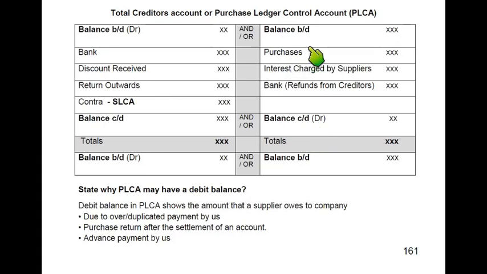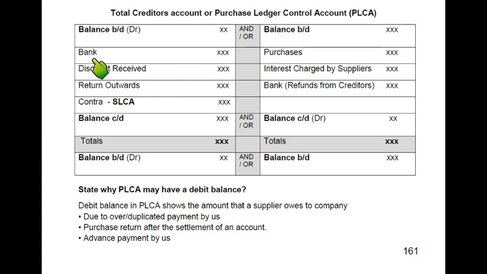Now whenever we buy goods on credit, the purchase increases our liability. The journal entry will be: purchase debit, and liability account credited. And if we are paying our suppliers money, bank will be written on the credit side, and the entry would be liability debited and bank credited.